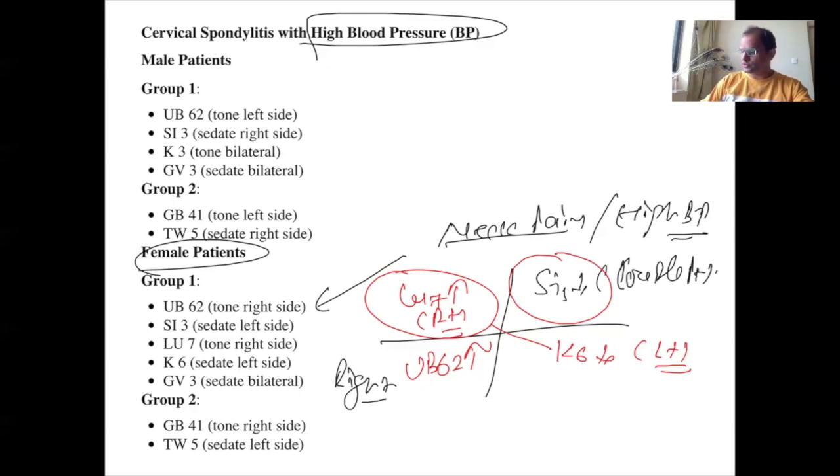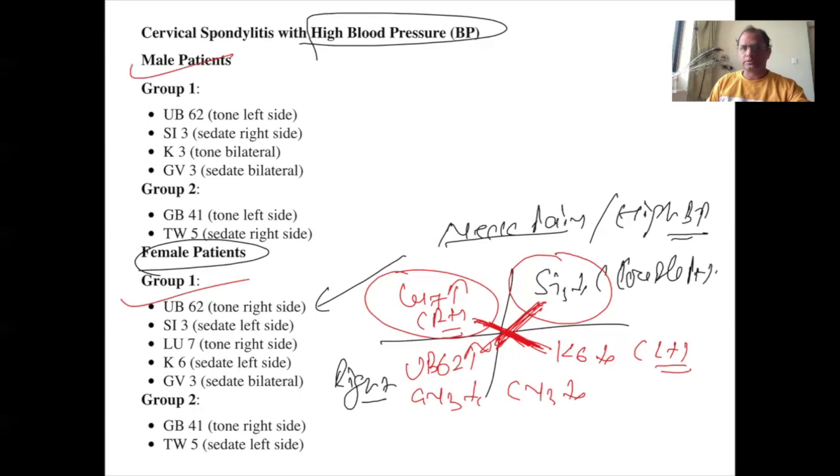So SI3 and UB62, this will work on the spine, and lung 7 and kidney 6, this will work on the central core starting from the uterus. Then governing vessel 3, sedation bilateral. Very, very effective formula. We can see quick result in cervical spondylosis with high blood pressure. So we have seen this protocol for the male and female.